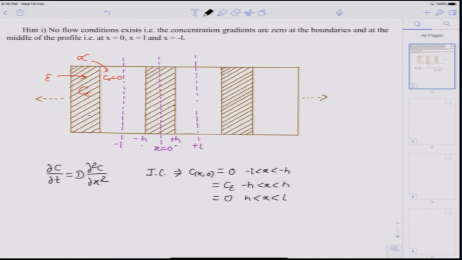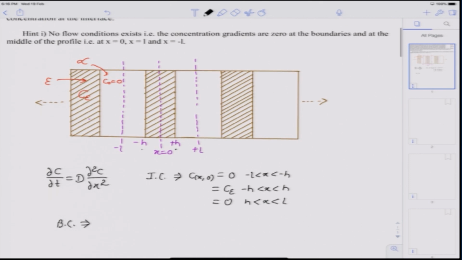And the boundary conditions are the no flow condition, which means the concentration gradients are 0 at the boundaries and at the middle of the profile. So, if you consider the middle of any layer, ferrite or cementite, the concentration gradient is basically 0. So, ∂C/∂x is equal to 0.